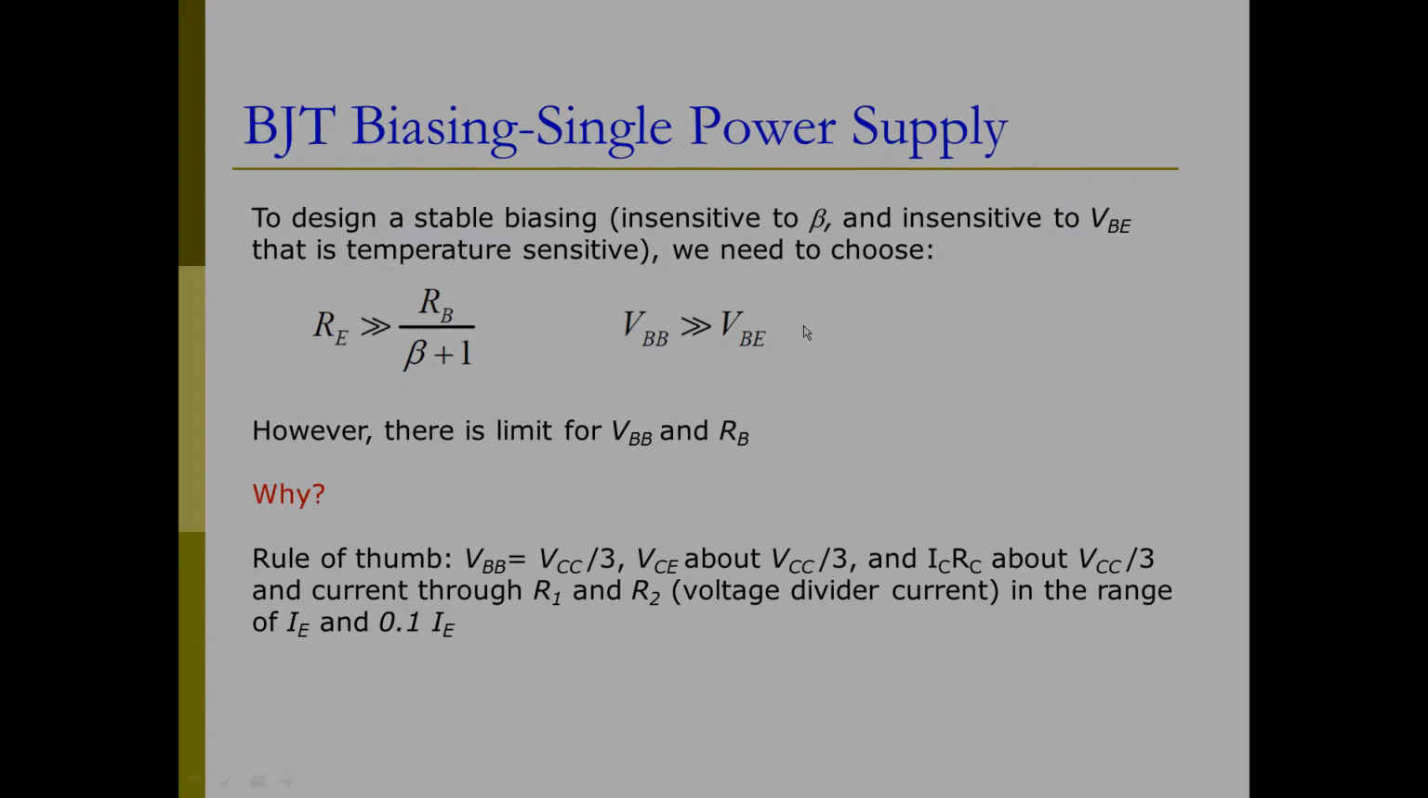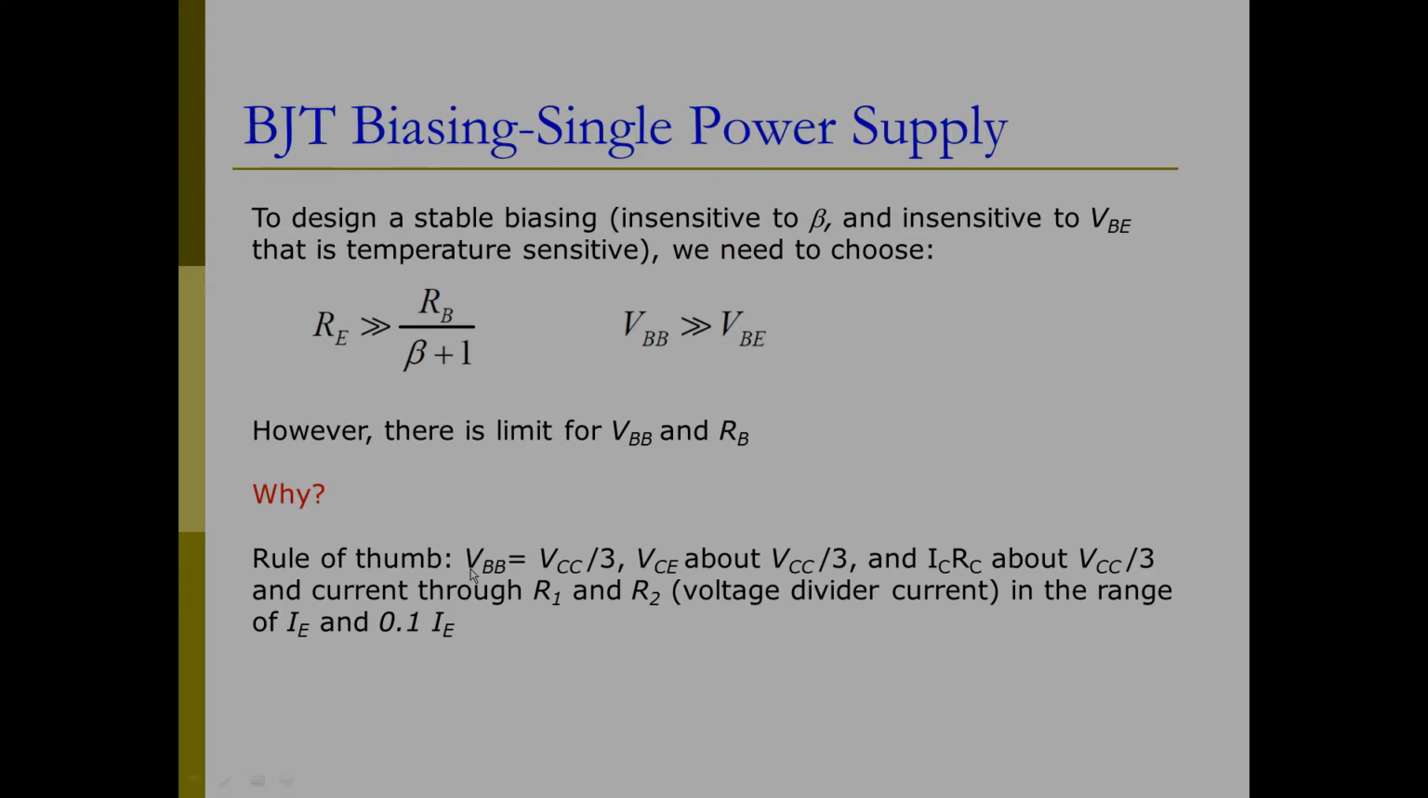However, in reality, we always have some limitation on the VBB we can obtain, right? This VBB is from the voltage divider. And also this RB value here. We want this RB value to be as small as possible, but if this RB value is small, then we are going to drain a lot of current from the voltage divider circuit.